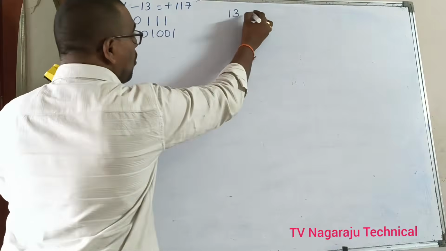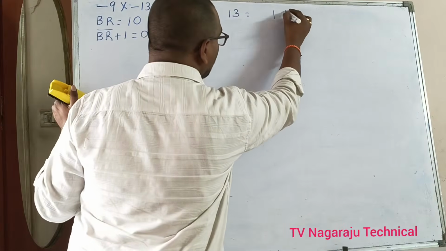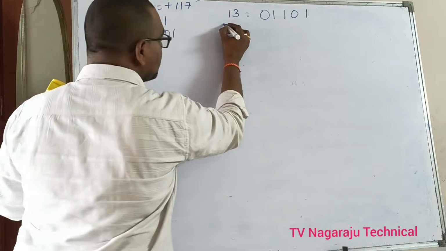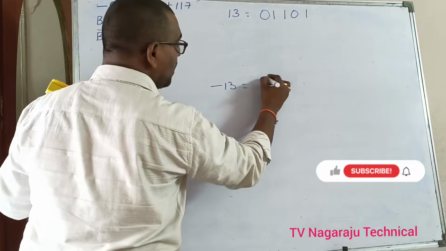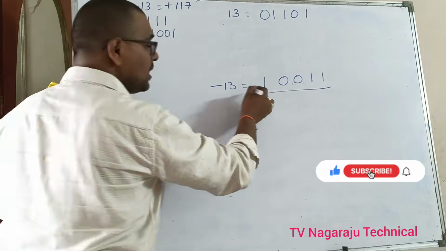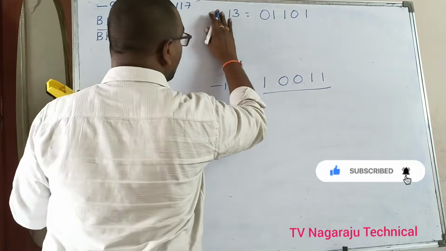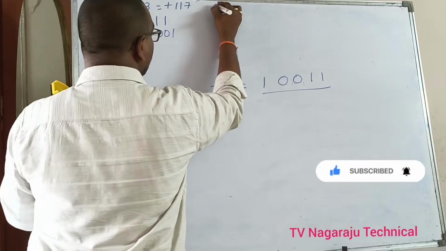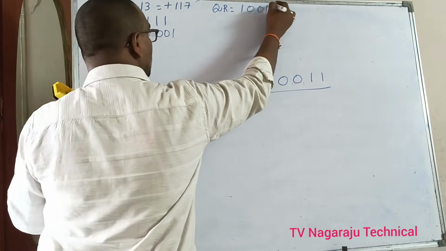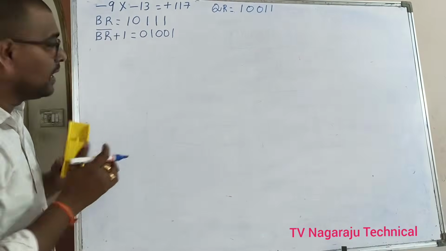Similarly, 13. What is the value of 13? Generally 13 is represented as 8 plus 4 plus 1, that is 01101. Minus 13 means the 2's complement: 1, 0, 0, 1, 1. This is the 2's complement representation of minus 13. So here I will write down that QR holds the multiplier, 10011. Now we will start the procedure.